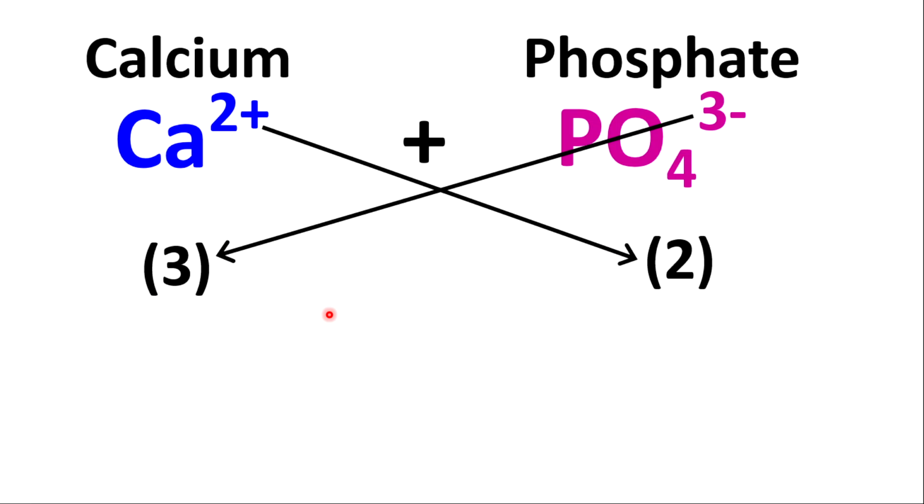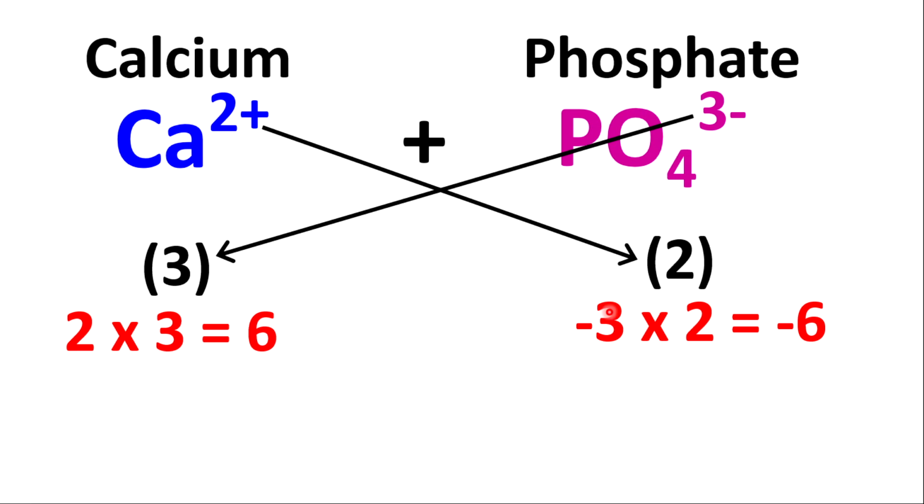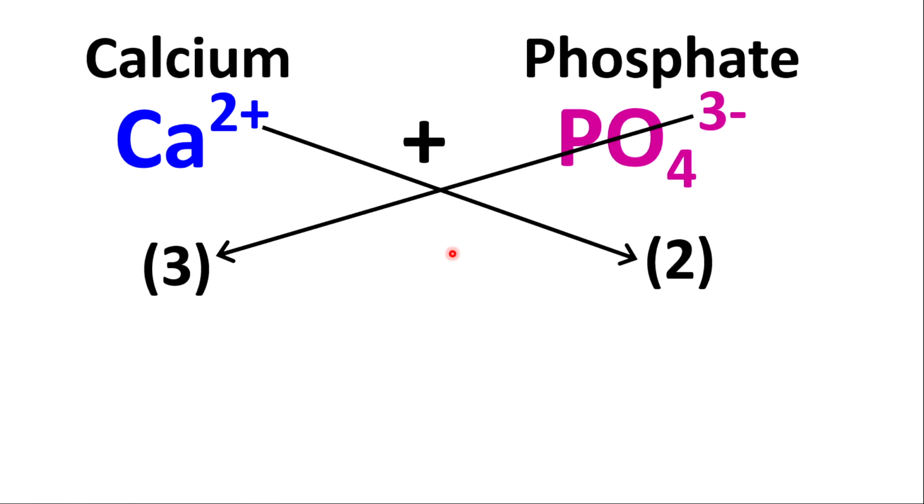Now to express this mathematically, we're saying the 2 positive multiplied by 3 equals positive 6. The negative 3 multiplied by 2 equals negative 6. So a negative 6 plus a positive 6 equals 0. Now, the formula, if you notice this, will require 3 atoms of calcium but 2 molecules of phosphate.